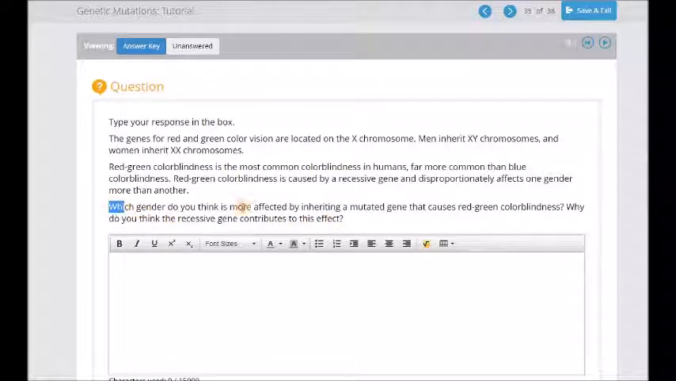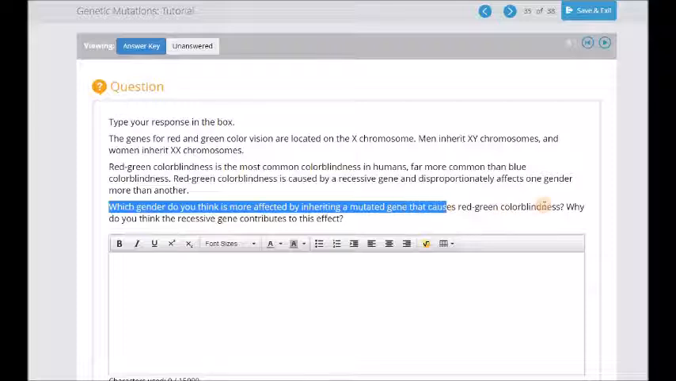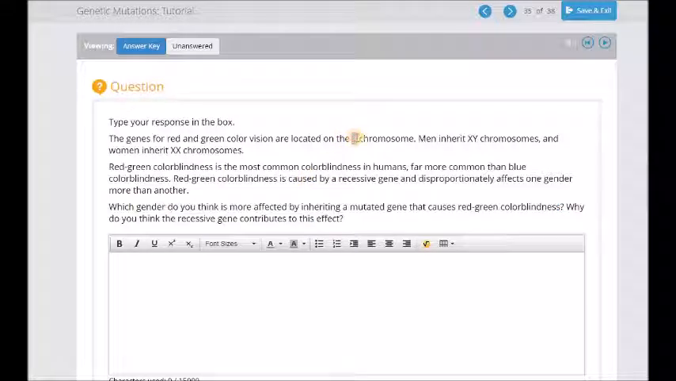color blindness is a gene. It's a mutated gene, but it's not found on chromosomes 1 through 22. It's found on chromosome 23, which is the sex chromosome. And with humans, there's two sex chromosomes. There's an X and a Y. Everybody has an X, but if you have two X's, you're a female, and if you have an X and a Y, you're a male.